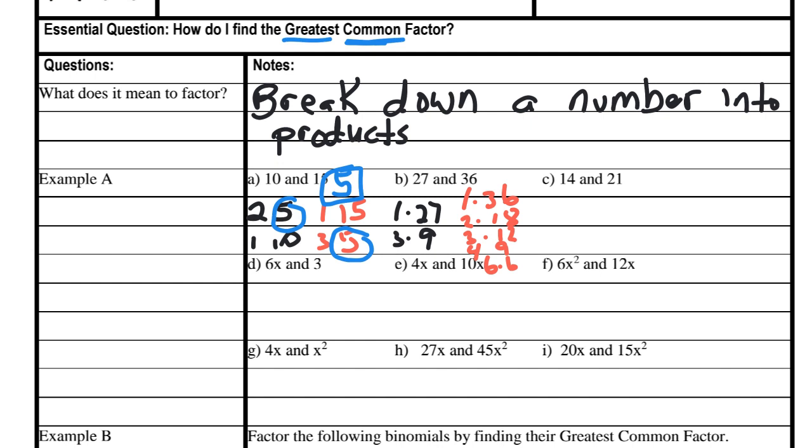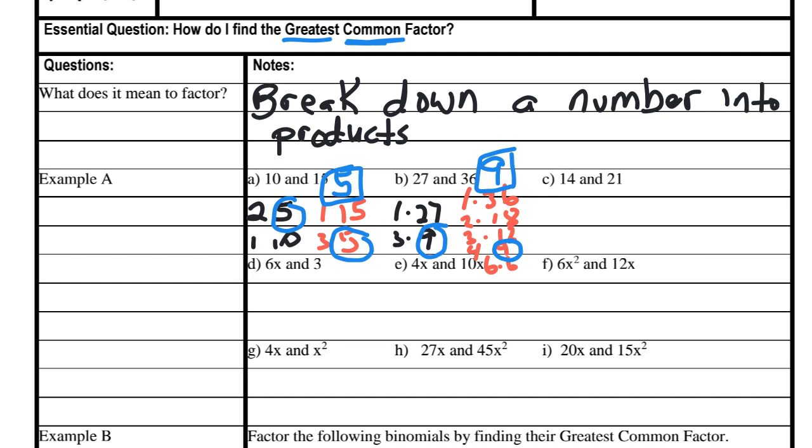Okay? So now I look at all those lists of numbers and I want to find the largest one. So I see everything's going to have a 1 in common, so I'm hoping I get a bigger number than 1. I see they have a 3 in common, but I also see that they have a 9 in common, and that is the largest that they share. So 9 is the greatest common factor.